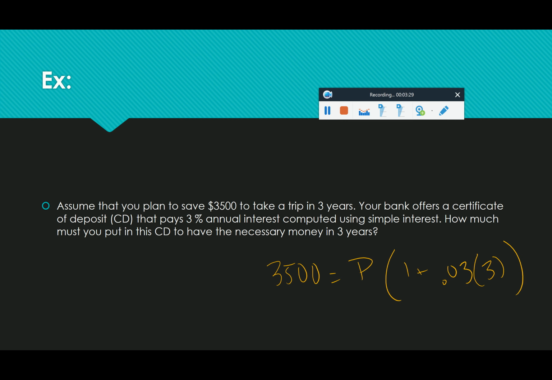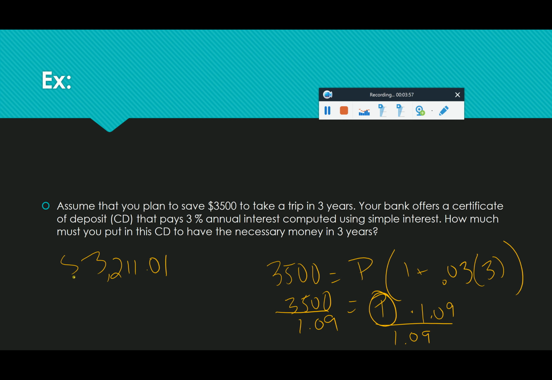So if I were to do this one, I go ahead and multiply, and you get 1.09 times P. And if you were to use some algebra skills and you want to get P by itself, what would you do? These are multiplying, so the inverse of multiply is to divide. And so 3,500 divided by 1.09 is 3,211.